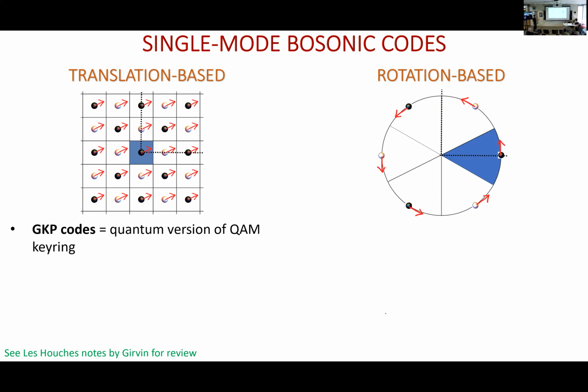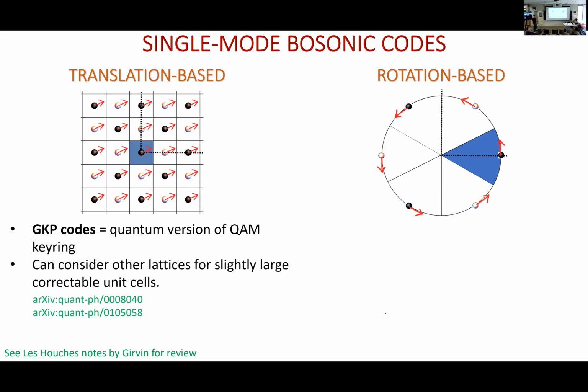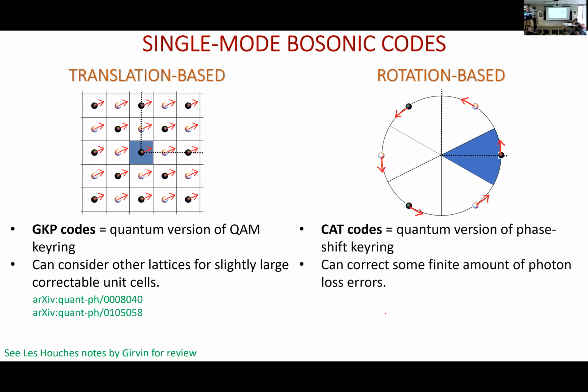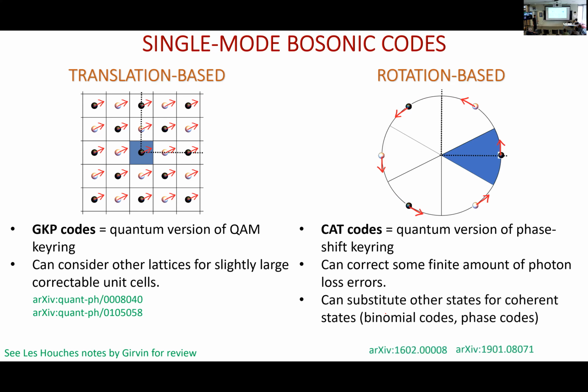And there are classical versions of these. When they send information through electromagnetic fibers, they can encode in some ice cream scoop of this lattice or just encode on the circle for fixed energy transmission. These are called quadrature amplitude modulation and phase shift key rings in the classical world. But then if we take superpositions of them, we can design quantum codes.